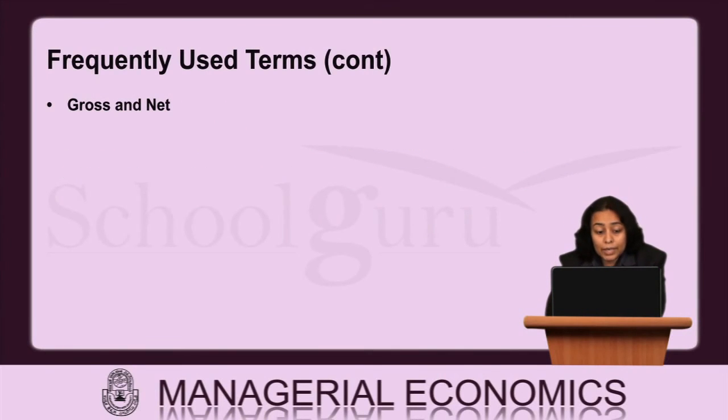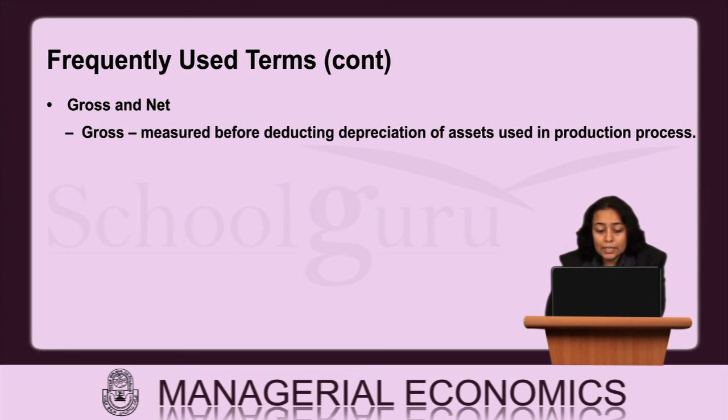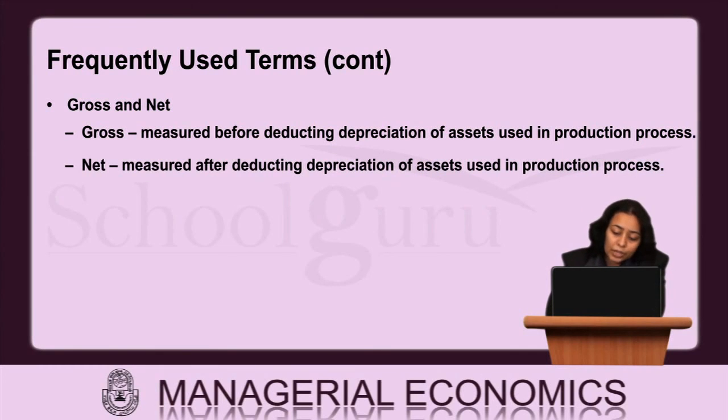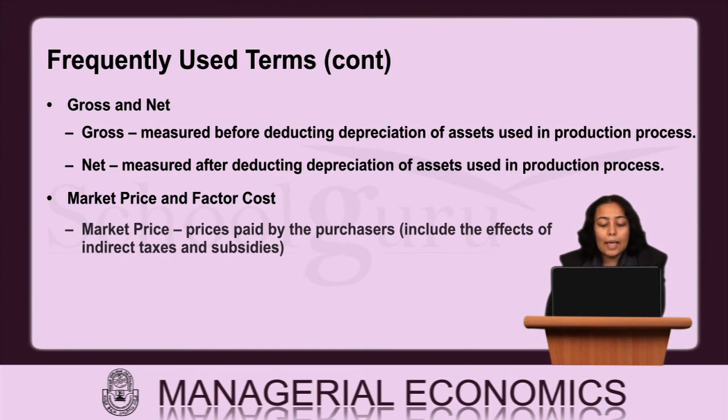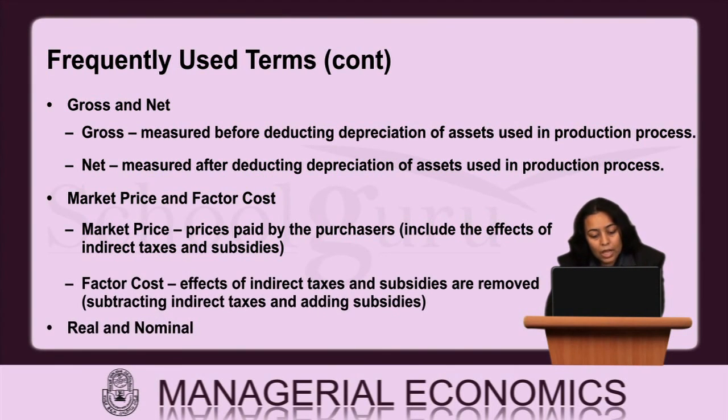Then we also need to understand gross and net. Gross is measured before deducting depreciation of assets used in the production process. Net means after deducting the depreciation of assets in the production process. Market price and factor cost. Market prices are those paid by the purchaser, including the effects of indirect taxes and subsidies. Factor cost is when the effects of indirect taxes and subsidies are removed, by subtracting indirect taxes and adding subsidies.